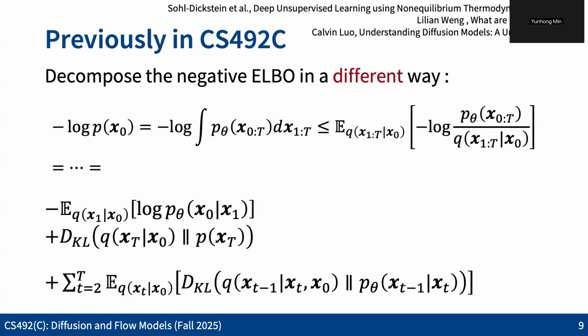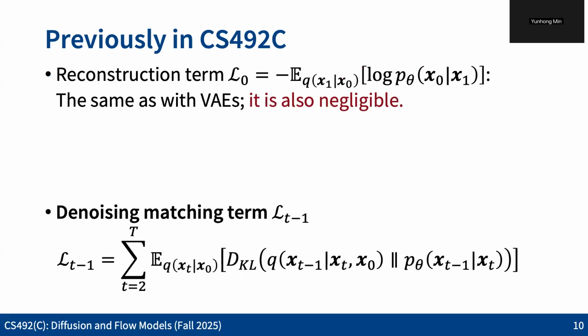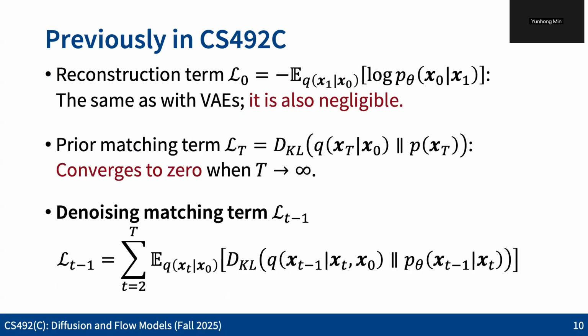We have seen how we can decompose this complex ELBO function into three terms. The first term is the reconstruction term that we have seen in the VAE case. This is only for the very last step in the reverse process, for example, x0 from x1. Compared to the other loss terms, this is much smaller in terms of magnitude. So in practice, we can simply ignore this part in the loss function.